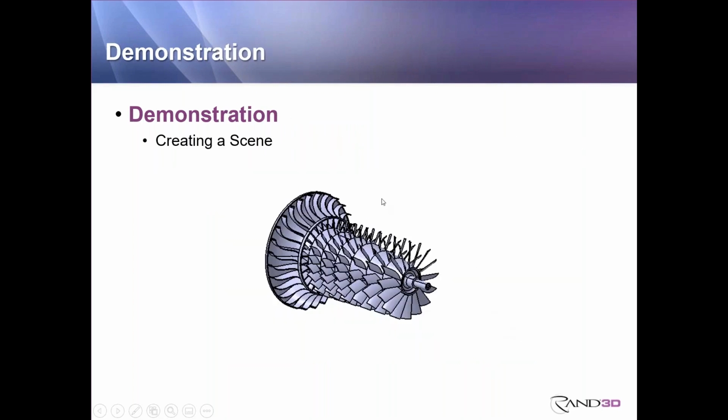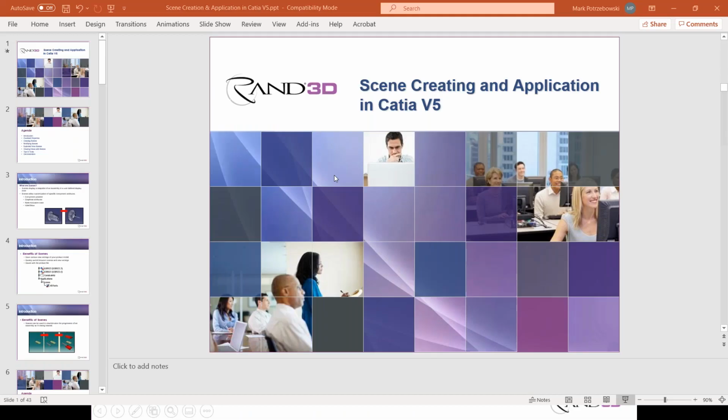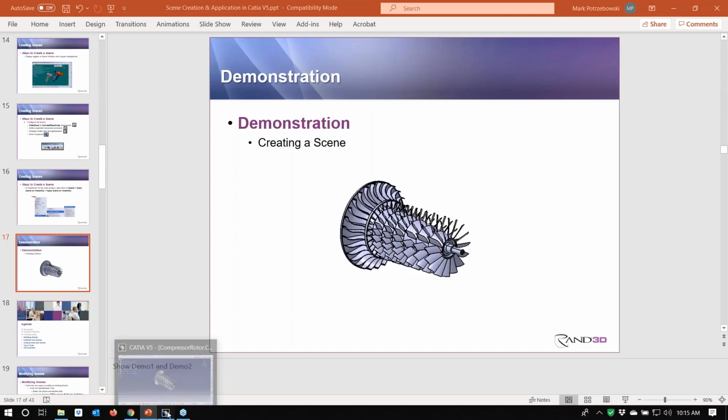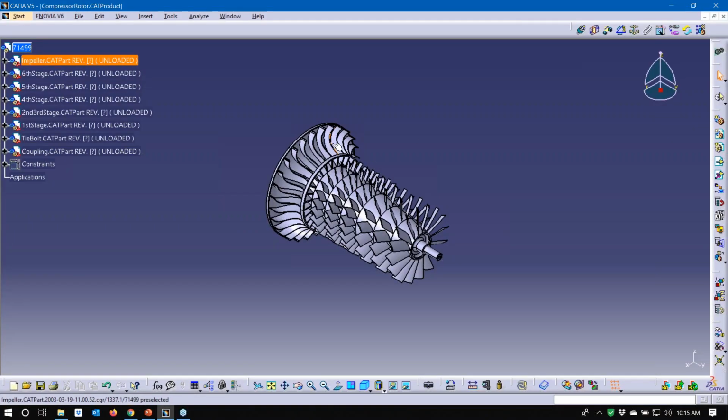So let me show you a quick demonstration of this, and then I'll come back to some more of this presentation. I've got this turbine here, and we can see it consists of a bunch of different parts. And I want to be able to create a couple of scenes, one being fully assembled and one being fully exploded, so just separated from one another.